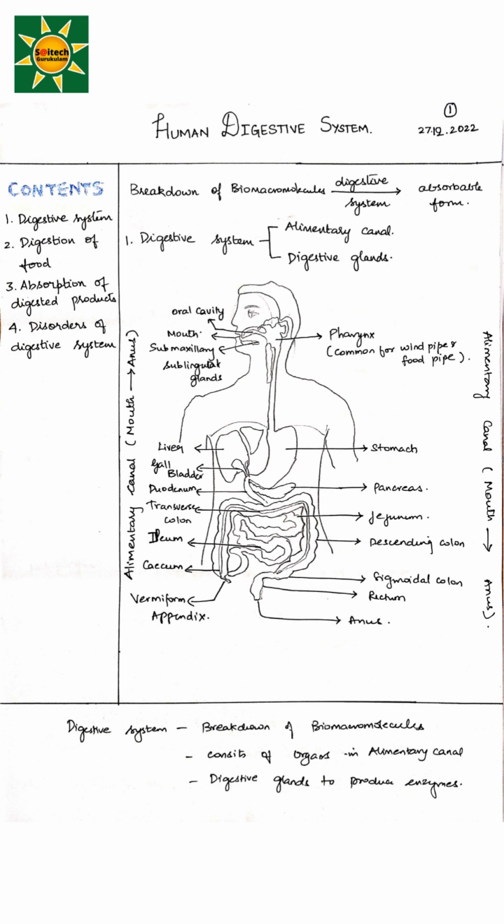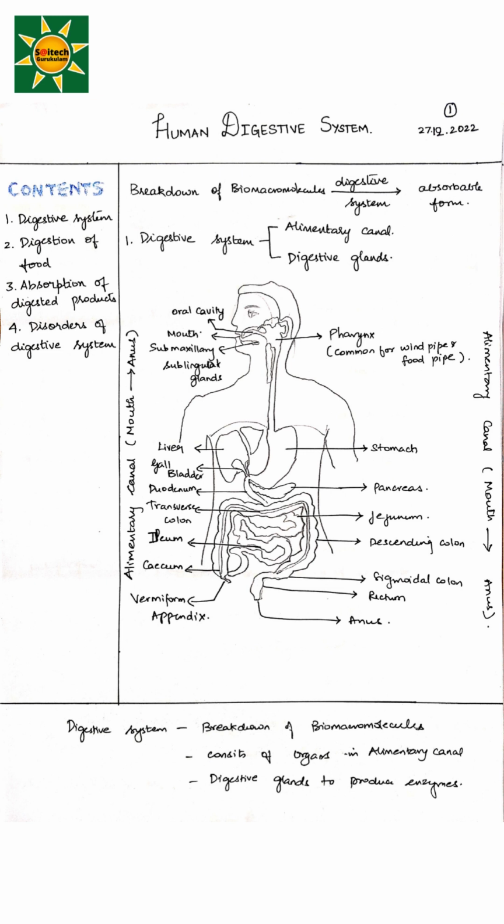rectum. The colon has different parts like ascending colon, transverse colon, descending colon, and the sigmoidal colon. The descending colon then leads to the rectum and to the anus, and there is a vestigial organ present near the cecum, which is the appendix.